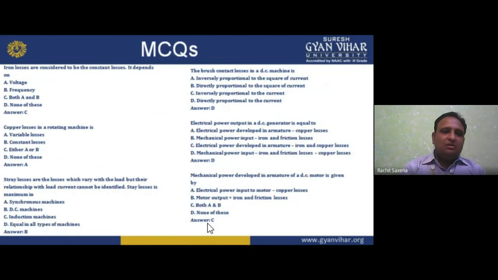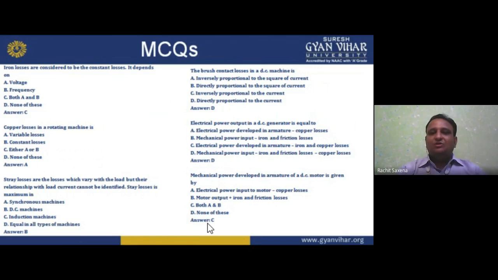Now, multiple choice questions related to this. The iron losses are considered to be constant losses. It depends on voltage and frequency, so both A and B. Copper losses in a rotating machine are called variable losses. Stray losses are the losses which vary with the load, but their relationship with load current cannot be identified. Stray losses are the maximum in DC machines.